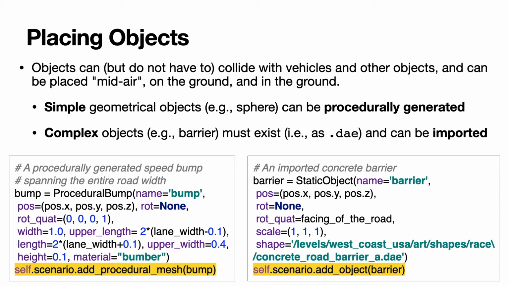The choice that you have as a tester when it comes to placing objects is either generating them from scratch procedurally, and there are a bunch of classes like procedural bump, procedural sphere, and procedural cube that you can use. Here I illustrate a code snippet on the left for a procedural bump, like a speed bump. It has its own attributes, and once you have created this object, you can add it to your simulation by adding it to its scenario. So we have add procedural mesh, and then we provide whatever mesh is there. So this works for simple objects. And of course, you can attach material to them.